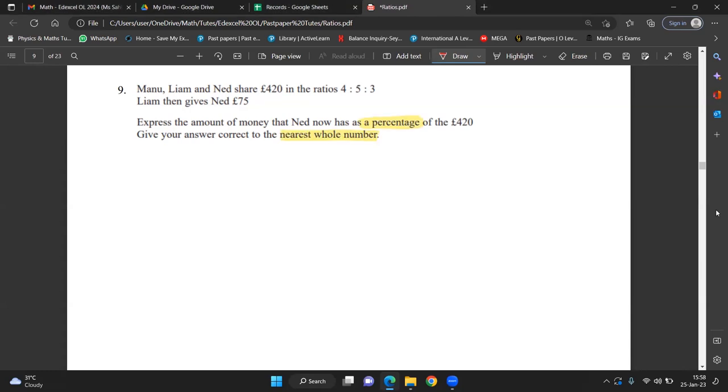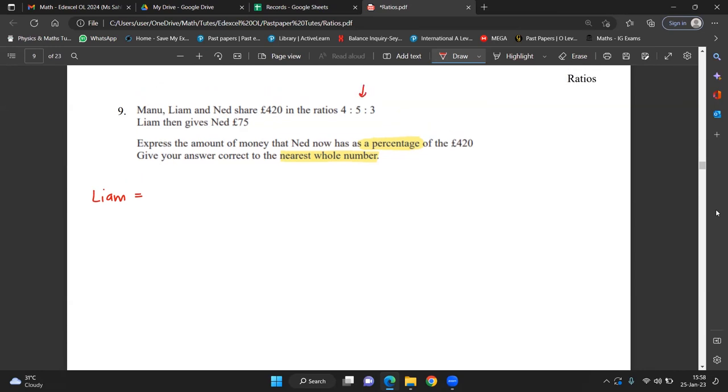Whose share did you all find first? Is Manu relevant in this question? No. So let's find Liam first. Zaid, what's the formula to find Liam's share? No, no. What is Liam's value here? 5, right? 5 over? What's the total ratio? What is your denominator? Zaid, what's the total of all these numbers? 12. So it will be 5 over 12 multiplied by 420. What's the answer?